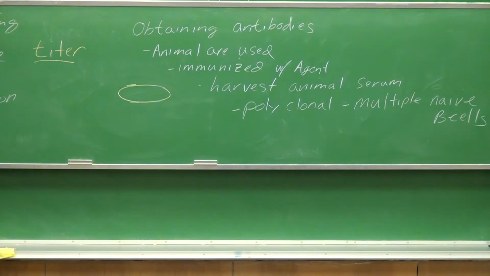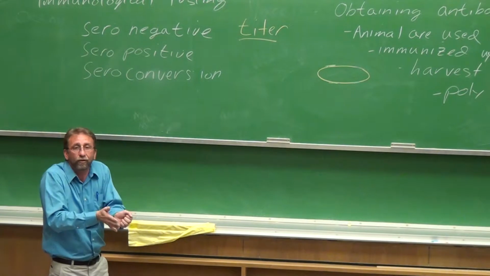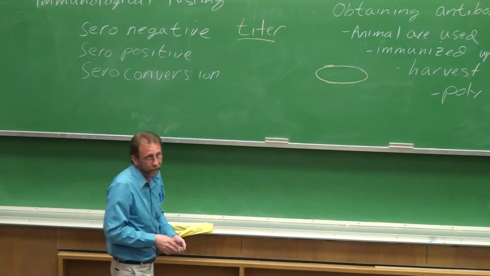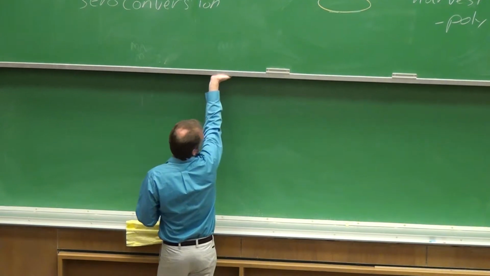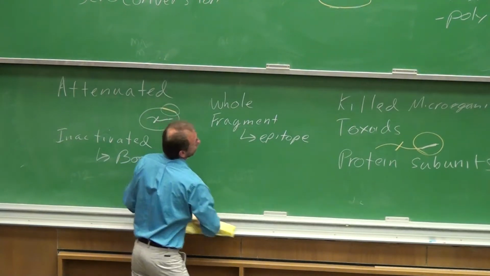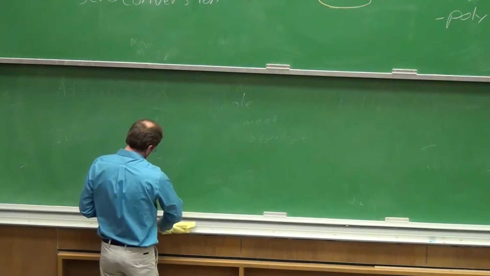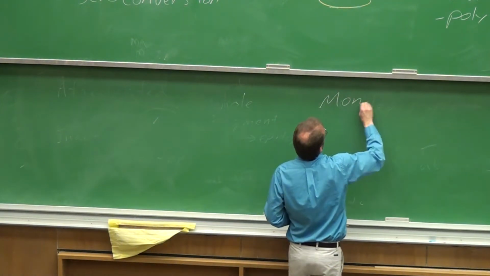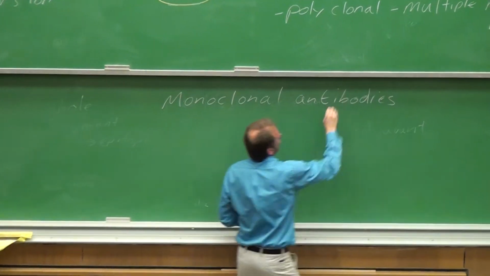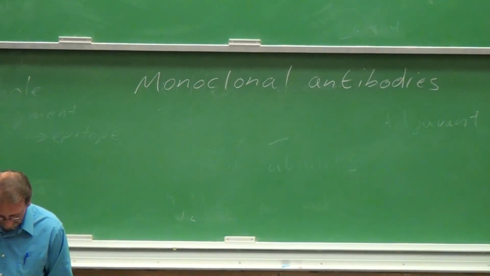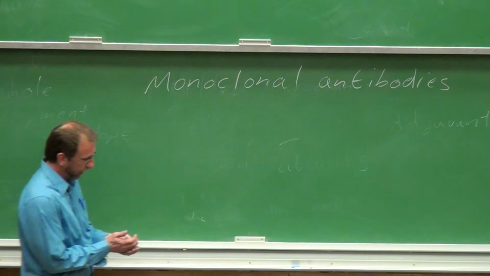If you use the whole bacterium, you'd probably get lots of multiple naive B cells. If you use the purified toxin, then you're going to get far fewer, maybe just one or two different naive B cells, depending on the epitope that the toxin might have. Which brings us to monoclonal antibodies. A monoclonal antibody happens when only one epitope is recognized.